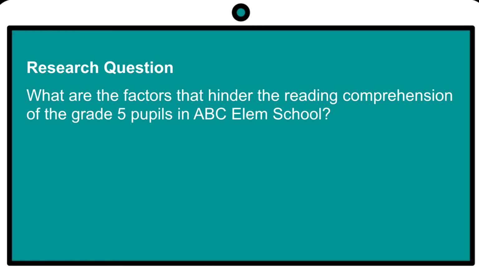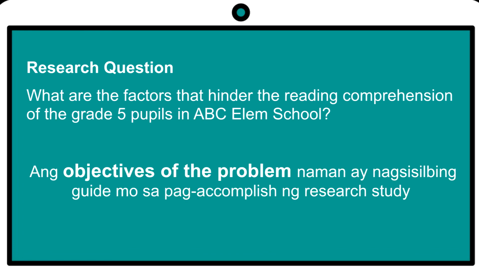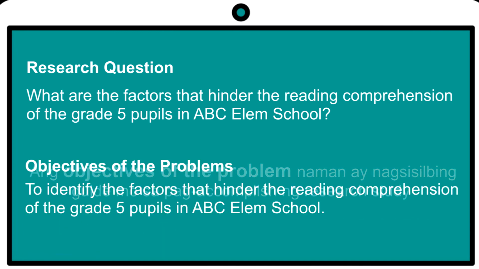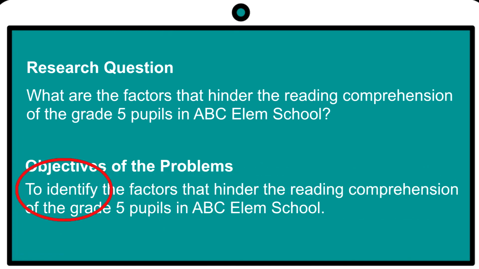At ang objectives of the problem naman ay madali lang gawin. Maaari kayong mamili sa Bloom's Taxonomy verb chart. Papalitan lang ng verb ang nasa unahan ng research question. Kagaya nito. To identify the factors that hinder the reading comprehension of the grade 5 pupils in ABC Elementary School.